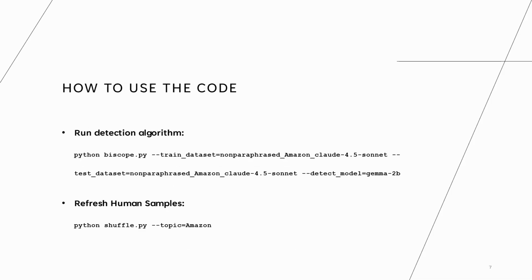As for how to use the code, these are the commands given below. The detection algorithm is run using a Python command where each of the arguments is a JSON file. And the human samples can be refreshed using the shuffle.py program.